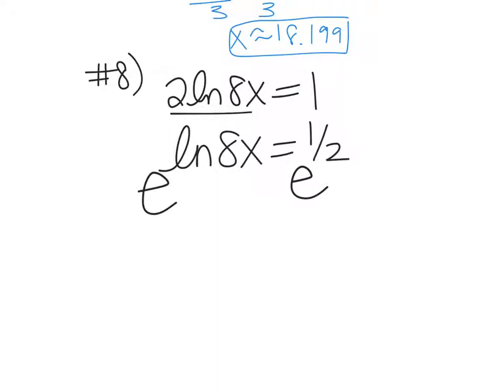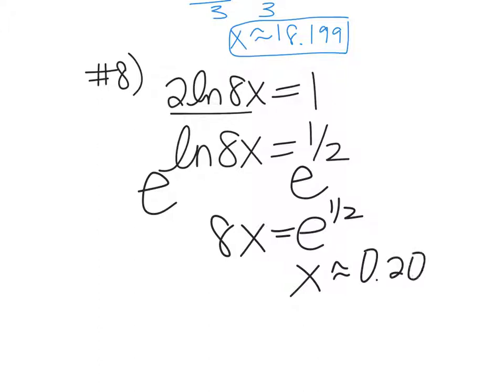You're not dividing by e. The opposite or the inverse of a log is exponents, so I'm raising this to those exponents. And I get 8x equals e to the 1/2. The rest of it's just calculator. So I'm going to go with e to the 1/2 divided by 8. And you should have gotten 0.206, about.